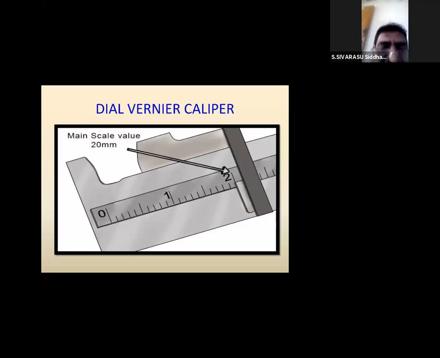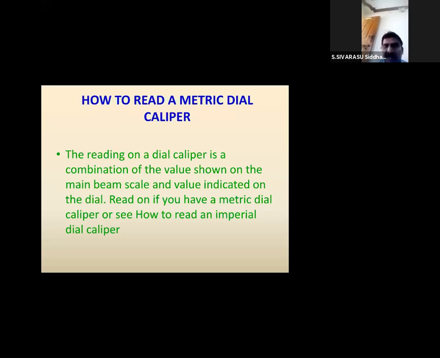So first, if you want to take the reading, look at this diagram. There is 2 centimeters, that is 20 mm, and after that the ridge begins. The reading of the dial caliper is a combination of the value shown on the main scale and the value indicated on the dial.